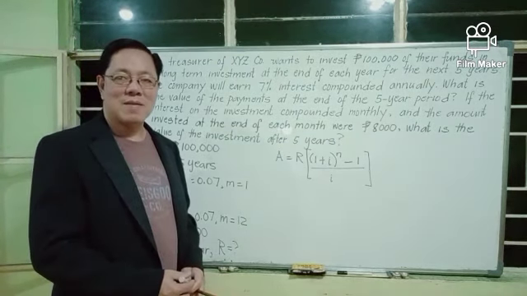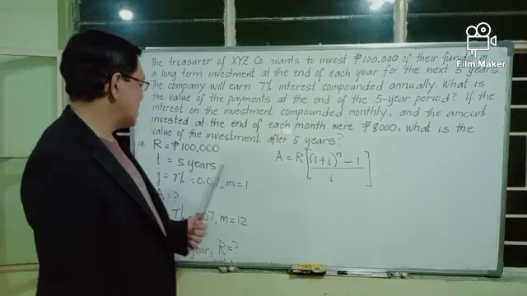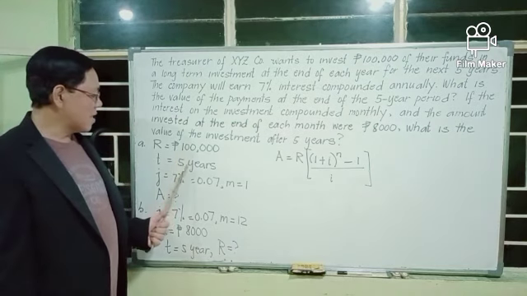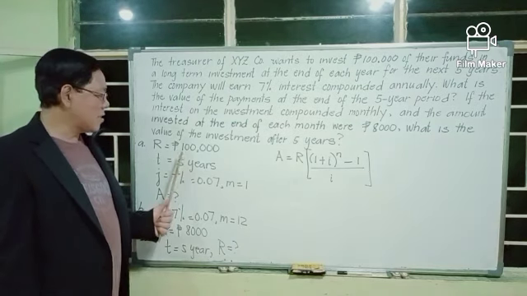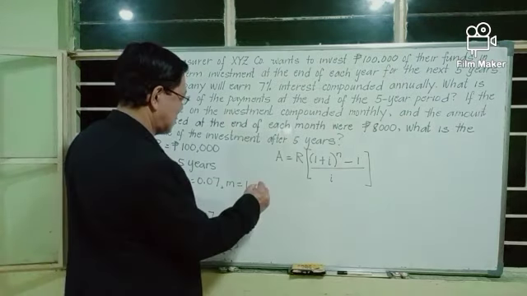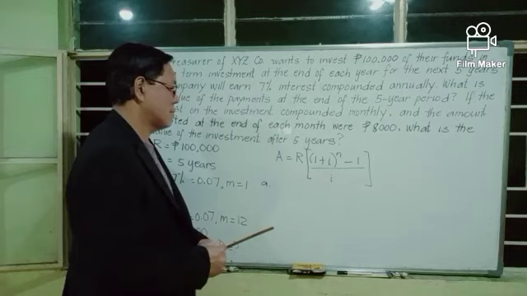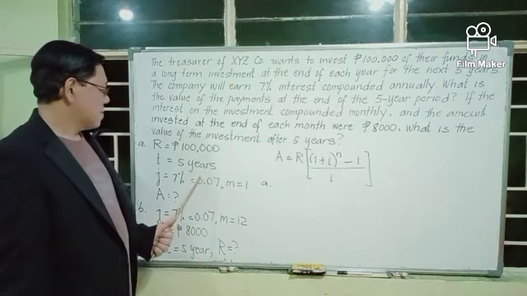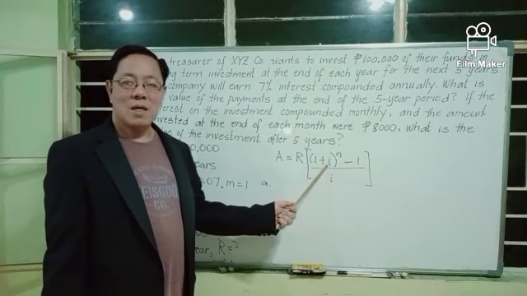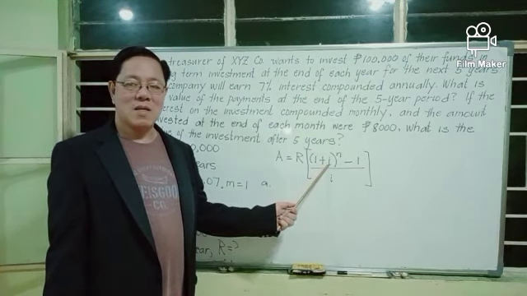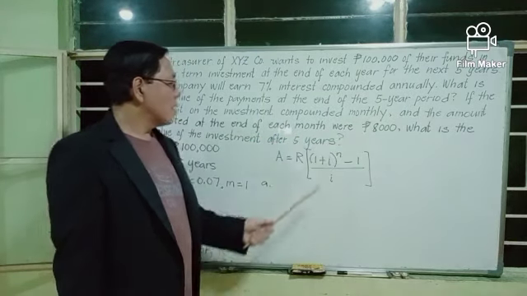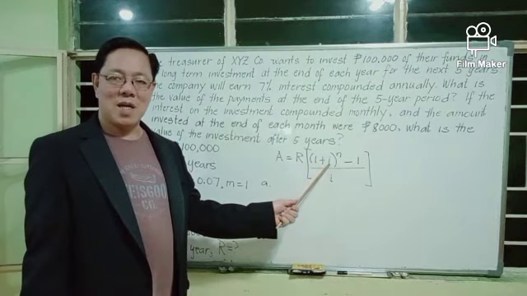We start with finding the accumulated value of the ordinary annuity for letter A, where the regular payments are made at the end of each year for 5 years, and each regular payment is equal to 100,000 pesos. For letter A, the interest rate per period is the interest rate per year, because the given interest rate of 7% is compounded annually. But by formula, i is equal to j divided by m.